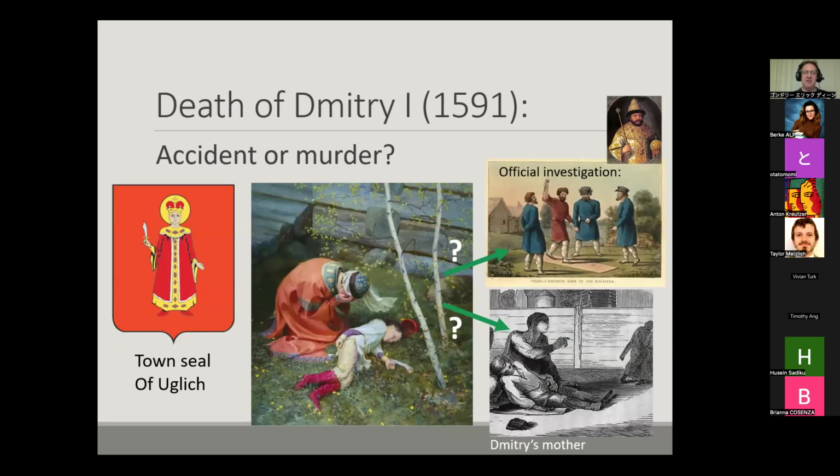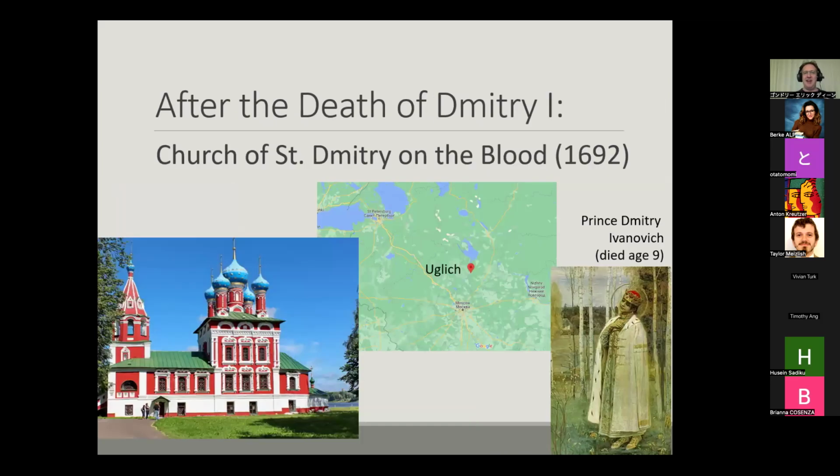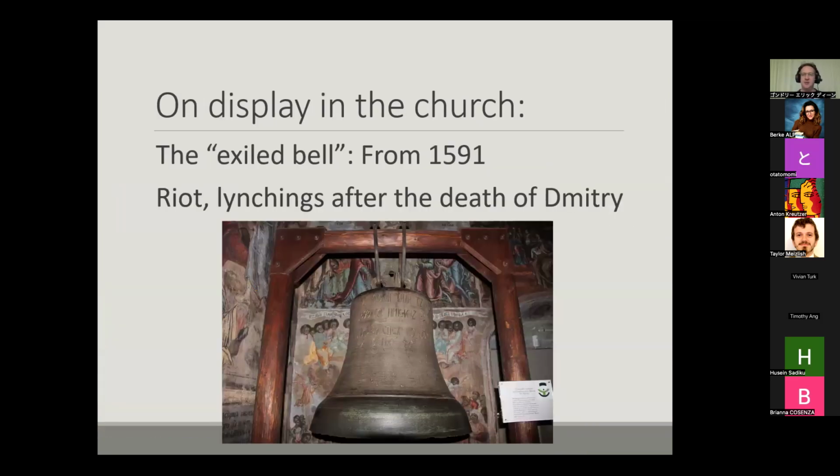So Dmitri, who was supposedly in line for the throne, one day turned up dead outside of a vacation home. This really is a murder mystery, right? The official investigation said that the boy was playing with a knife, playing a game, throwing a knife, and had a seizure and stabbed himself. Dimitri's mother didn't believe this at all, believed that the son was murdered. At any rate, on the site of Dimitri's death, a church was later built, called the Church of St. Dimitri on the Blood. Inside the church, there is a bell on display, called the Exiled Bell.